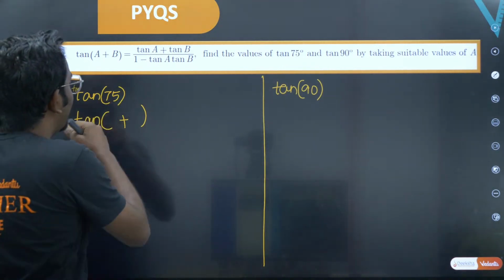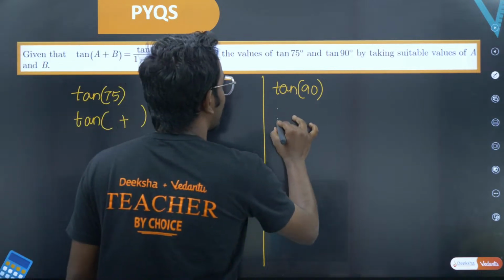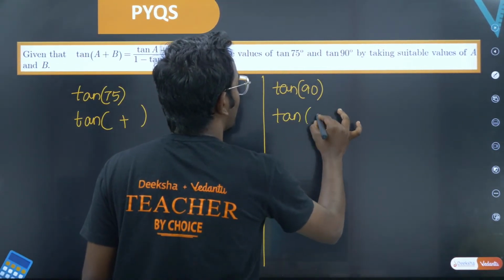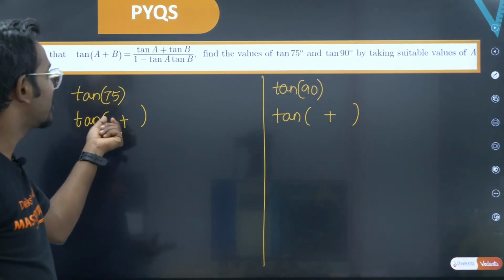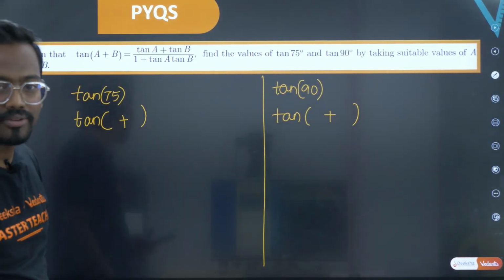Okay, so 75 should be, I'll also put something like this. I want you to answer this. Once you answer, I'll move forward. Come on, what should I put? Tan 75 in terms of standard angles. Yes, what should I take?